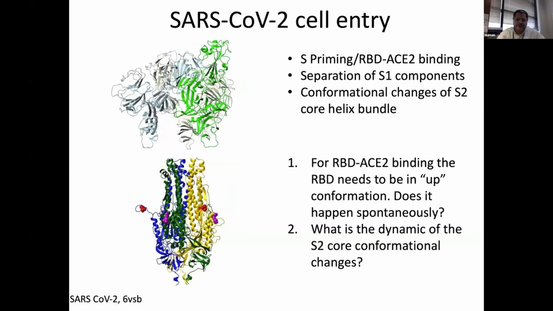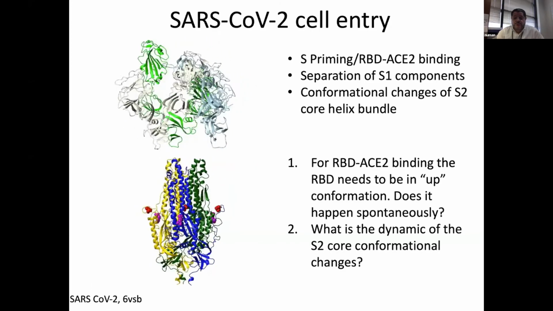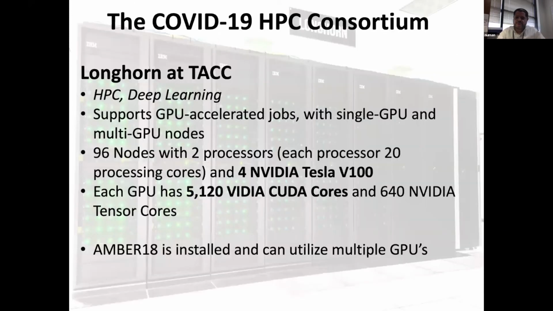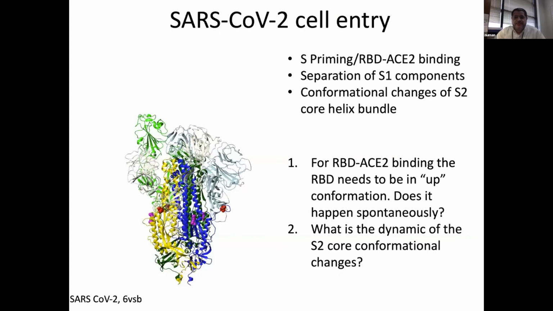So the questions that I would like to explore are, first of all, does the RBD-ACE2 binding happen spontaneously, or does it need any trigger for this to happen? And the second question is, what are the conformational changes that happen once the S1 part of the whole spike is separated and only the S2 part is present? What kind of conformational change, how does it start and how does it progress? This is what I would like to see.